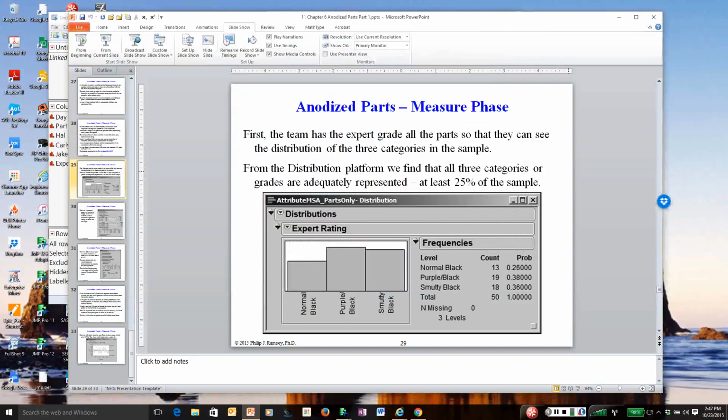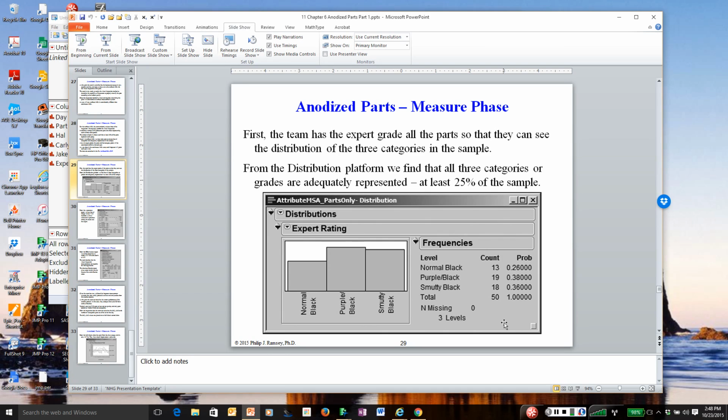Okay, we're now going to quickly discuss an attribute MSA the Anodize parts team did on the visual inspection. So remember, the parts are examined by inspectors, and they're classified into three categories. Normal black, which is acceptable; purple black, unacceptable; smutty black, also unacceptable.